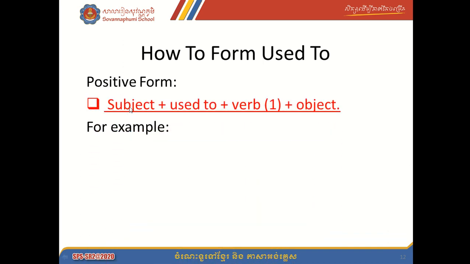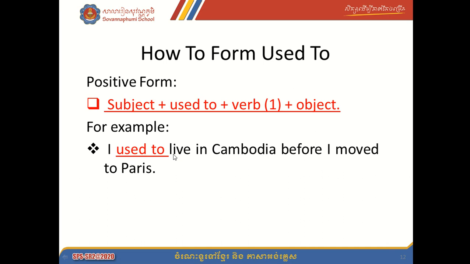So we have subject plus used to plus verb 1 plus object. For example, I used to live in Cambodia before I moved to Paris. Yes, for example, I used to live in Cambodia before I moved to Paris.